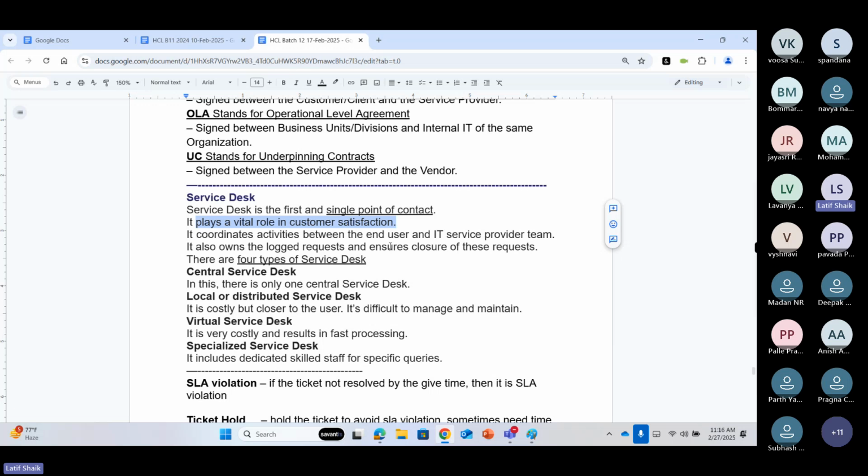It logs requests and ensures closure of service requests. Whenever the client gives a request, maybe reporting an issue, access permissions, or a change, it will log it: who is the user, what is their requirement, the logged issues. Ensure closure: once it is completed, it has to be closed.